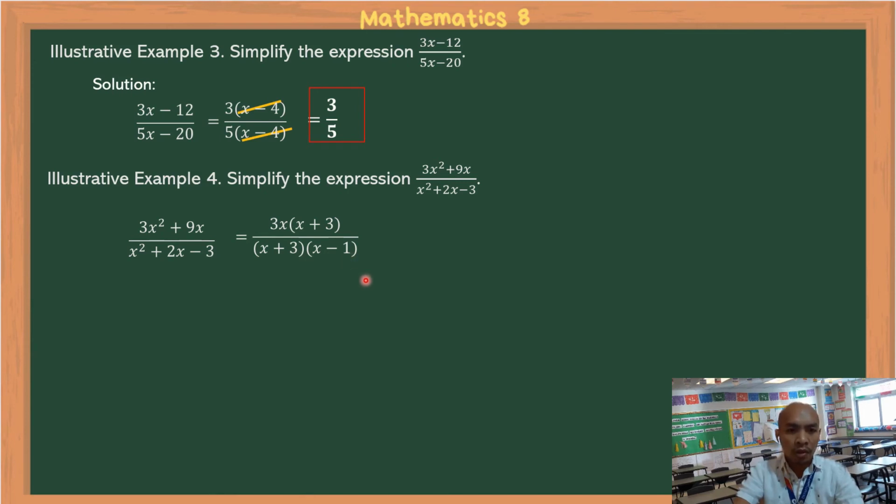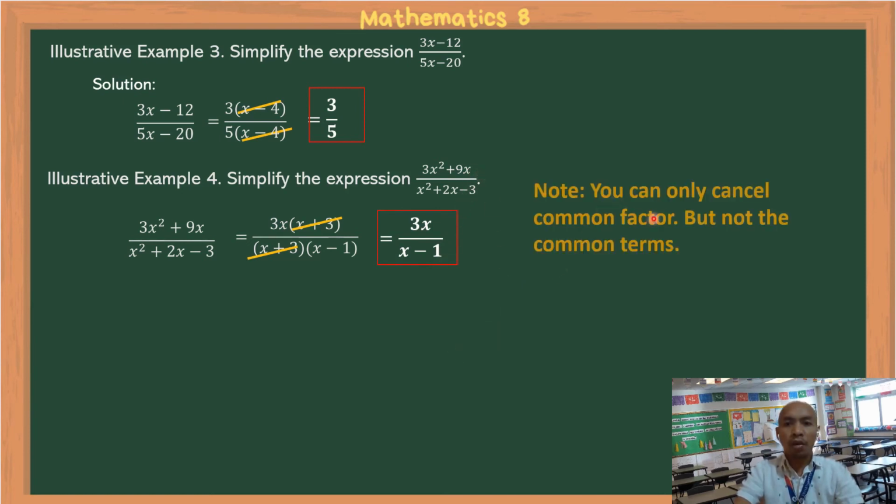So we will examine if there is a common factor between the numerator and denominator. In this case, that is x plus 3. Cancel them out. What is left now is just 3x over x minus 1. So this is now the lowest term of this given expression.